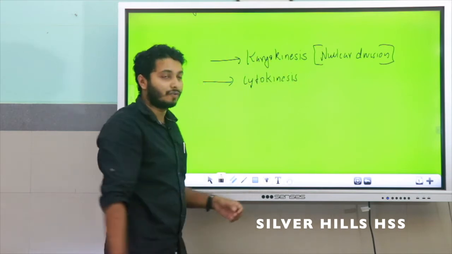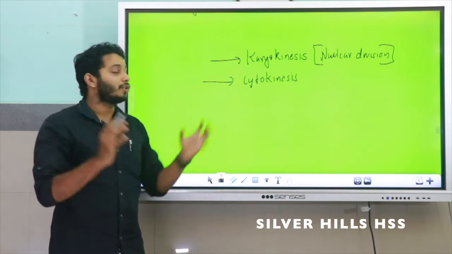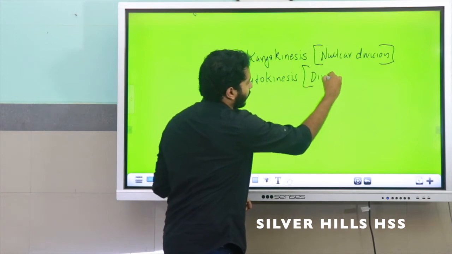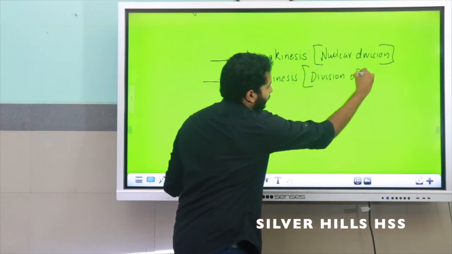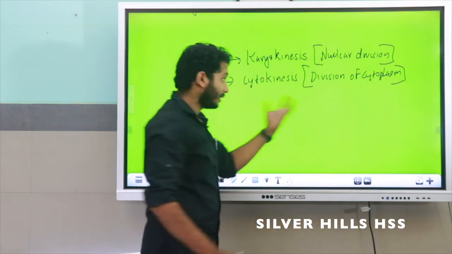The nuclear division is followed by cytokinesis. Cytokinesis means division of cytoplasm. It means the division of cytoplasm. Now, the cell gets ready for cell division.